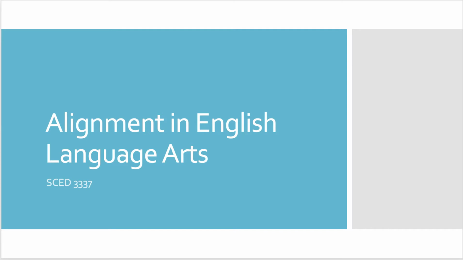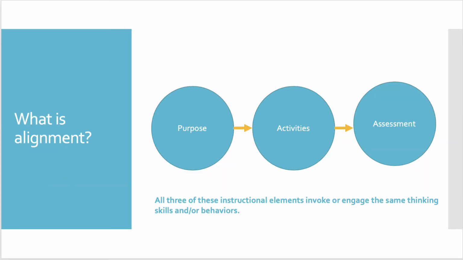The answer to this question lies in the concept of alignment. One of the reasons we state our instructional purposes in observable verbs is so that we can ensure alignment with instructional activities and assessments. Alignment exists when the elements of instruction, purpose, activities, and assessments are designed and planned to correspond with each other. All three instructional elements invoke or engage the same thinking skills or behaviors.